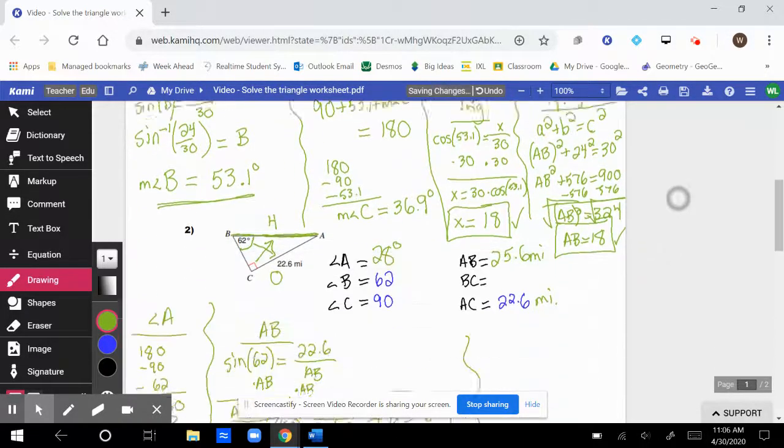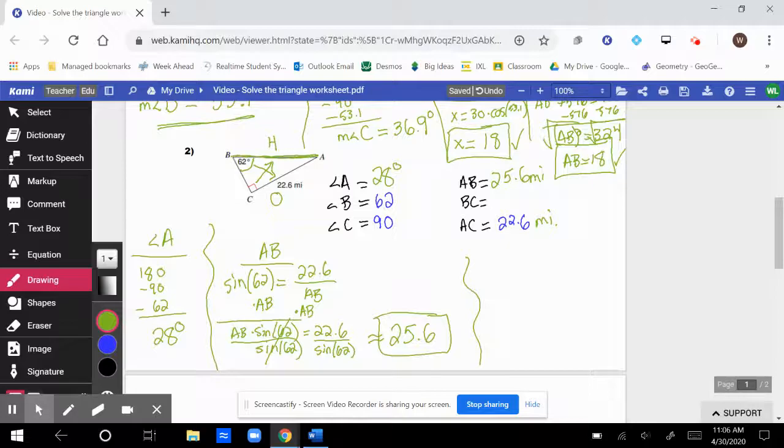And finally, the last thing, BC. All right, same as on the first example, you could use triangle sum theorem, you could use Pythagorean theorem, or you could use SOHCAHTOA. You should get, for BC, 12 miles on the dot. Okay, whether you use Pythagorean theorem or SOHCAHTOA.